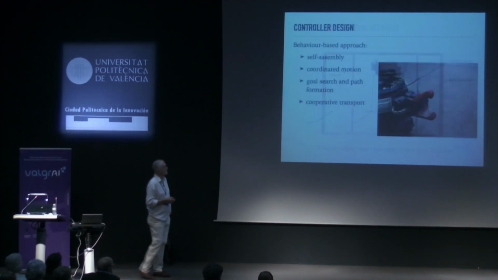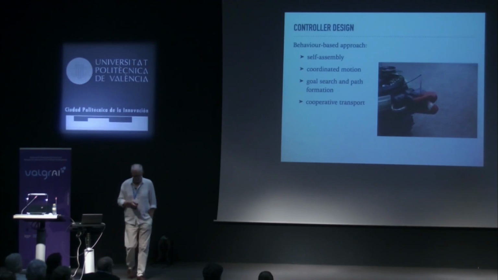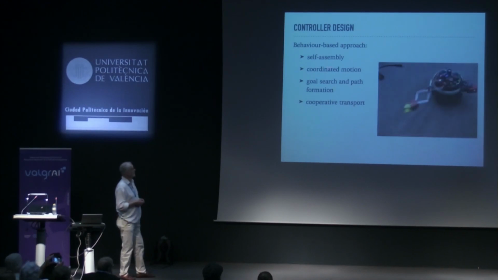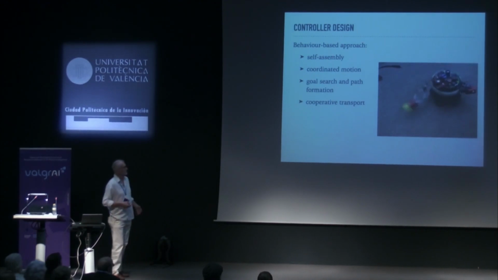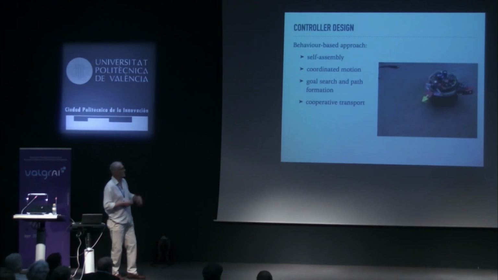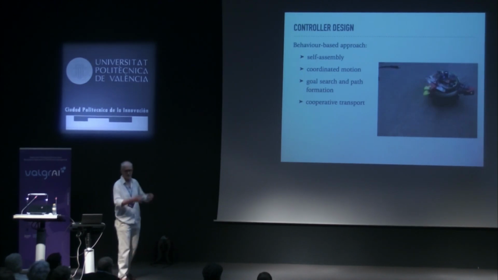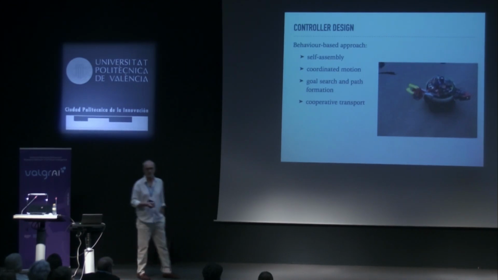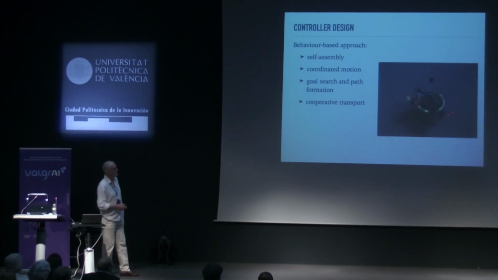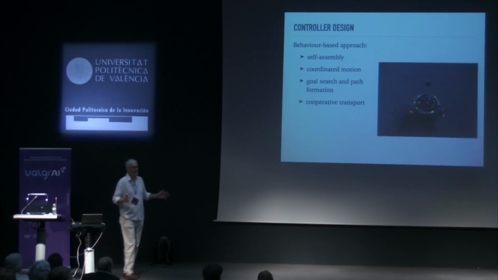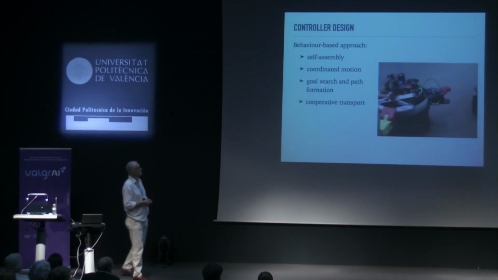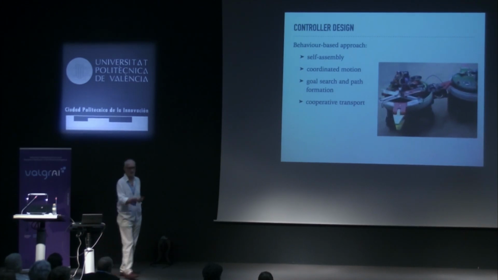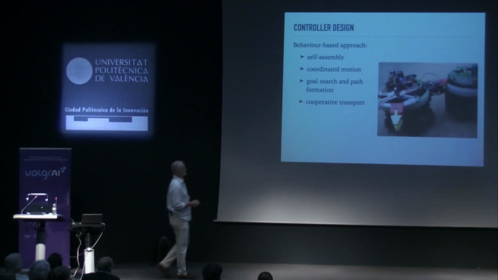Okay. So as I said before, the typical approach is to design the behaviors of the robots. In this case, 4 behaviors were identified. Self-assembly: the robots you see have grippers, so they can attach to each other and form a bigger structure. Once they attach, they have to be able to move in a coordinated way because they have tracks. If they do not coordinate, they just get stuck. They have to be able to search for the goal, for the object, and to find a path between the two. And they have to be able to cooperatively transport the object.